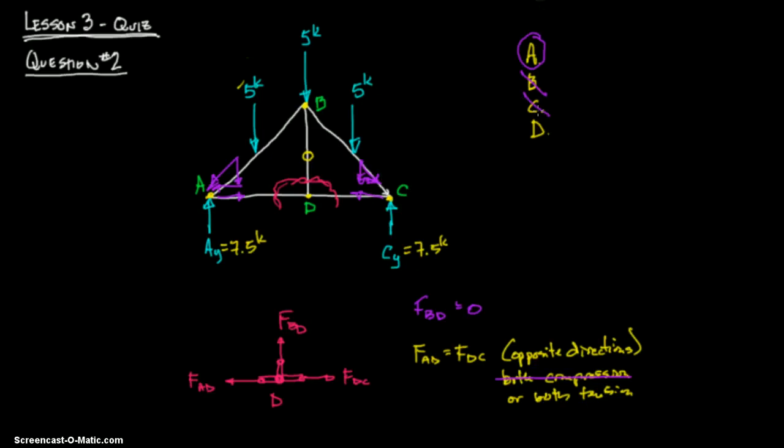Members AD, DC, and BD have equal internal forces of 2.5 kips each, and we also know that's incorrect because we already said that it is a zero force member, FBD, and therefore it's incorrect.